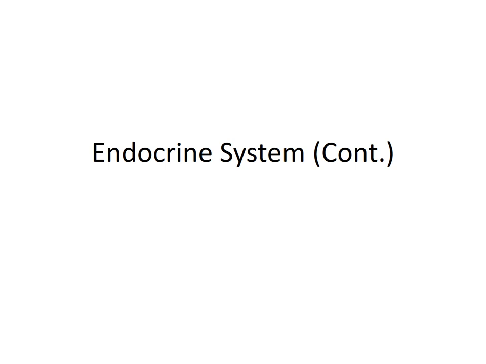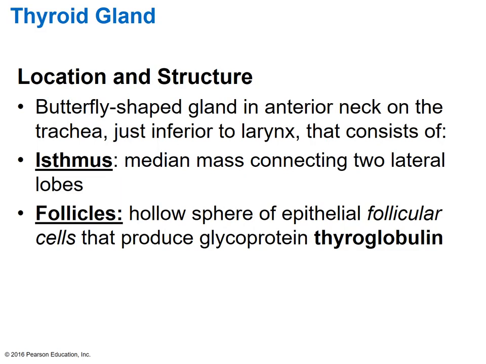We are continuing with the endocrine system, hormones, and the various glands. The thyroid gland is the next one we're going to talk about. It's kind of a butterfly-shaped gland on the interior neck, in front of the trachea. It is composed of what we call the isthmus, which is the middle portion, and it connects the two lateral lobes.